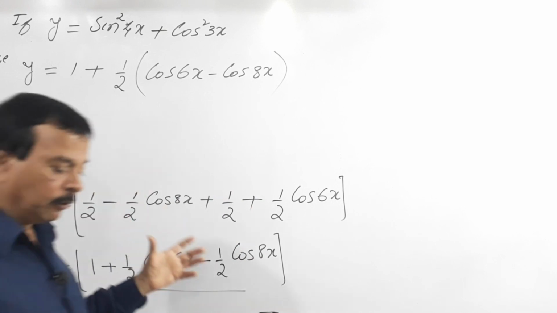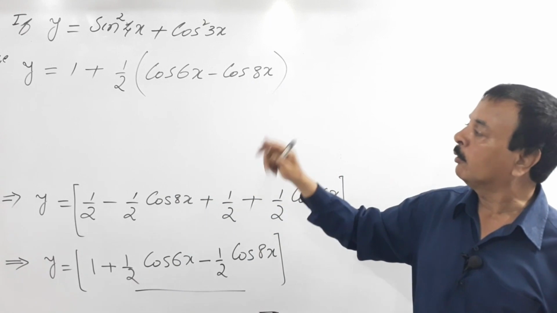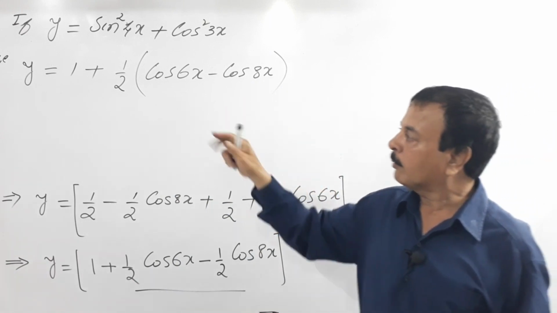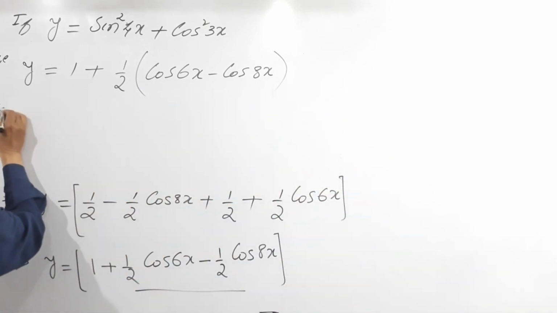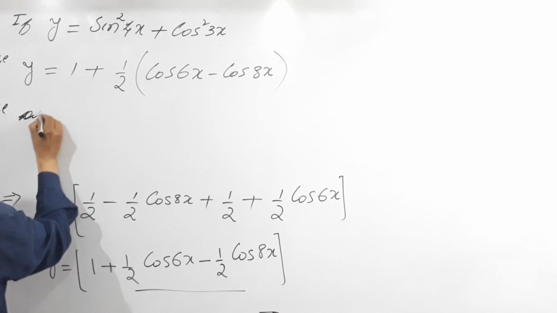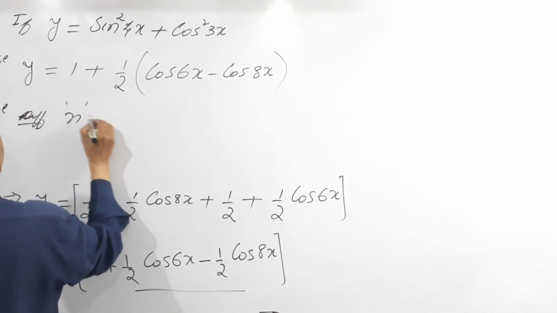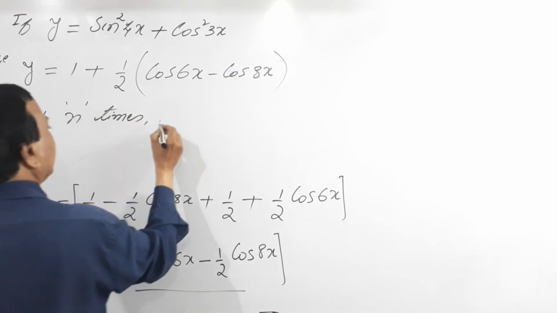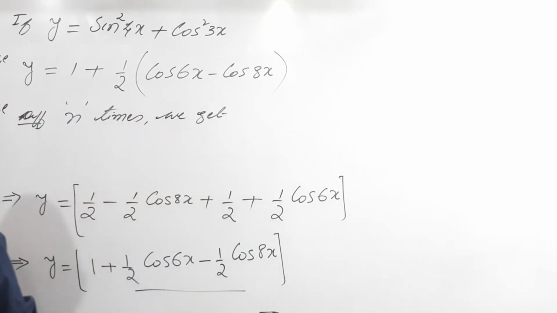Now we are in a position to differentiate this nth time. So now we can differentiate this nth times. So what happens here? That is, differentiating nth times, we get what? I'll do this step.